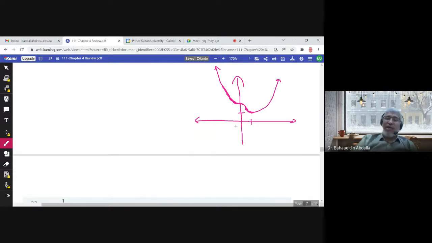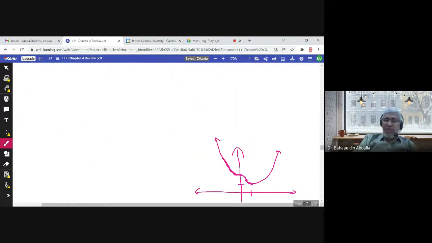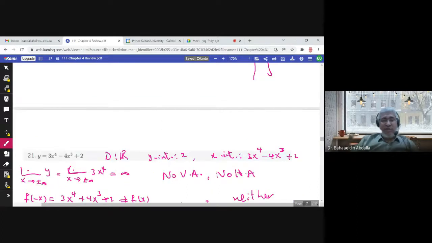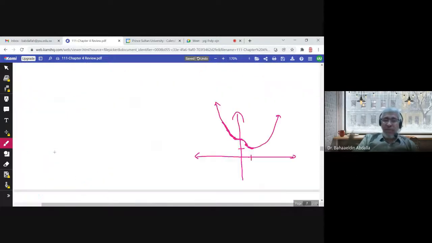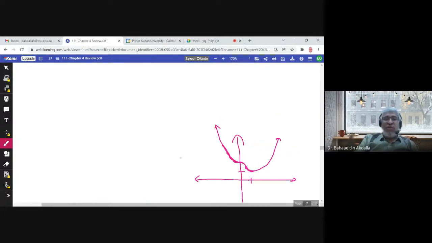1, 1 is a local minimum. So this is the solution for this function, and it has no x-intercepts, as we can see. So this equation has no real zeros, it appears. I'll stop here, and I'll continue the rest in another video.